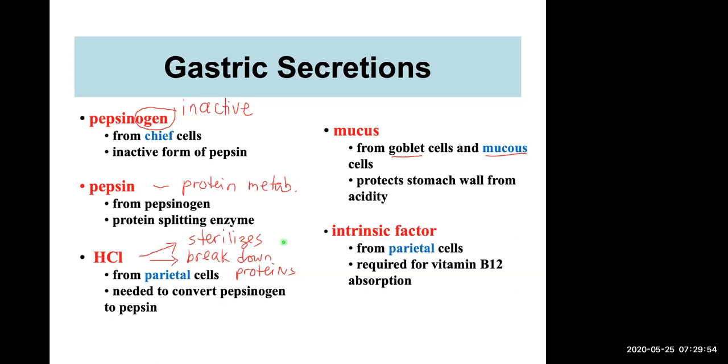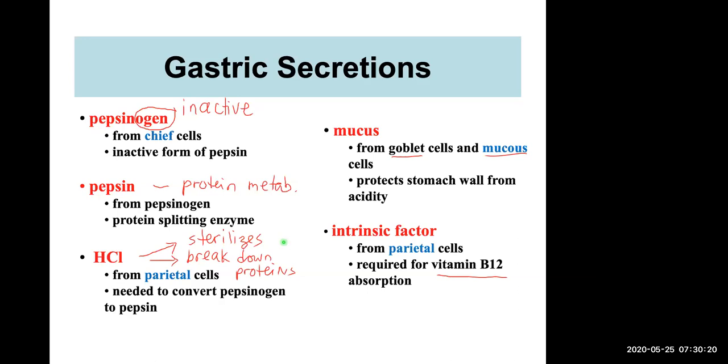And intrinsic factor is made by the stomach, but it is going to leave the stomach and go out into the small intestine, where it is going to help with vitamin B12 absorption. So when we eat anything that contains vitamin B12, or if you take vitamin B12 pills and it goes into your GI tract, we cannot absorb that vitamin B12 without intrinsic factor. Okay, so it's really critical.